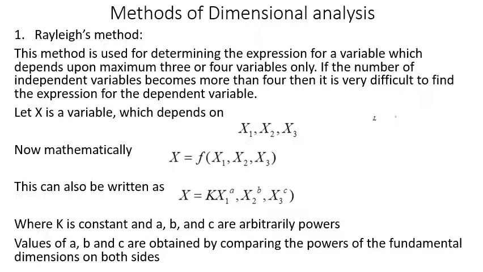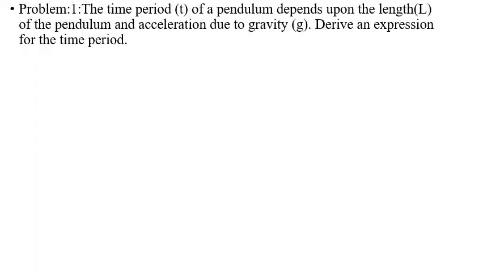The values of a, b and c are obtained by comparing the powers of the fundamental dimensions on both sides. So numerical number 1: the time period t of a pendulum depends upon the length L of the pendulum and acceleration due to gravity g. Now derive an expression for the time period.